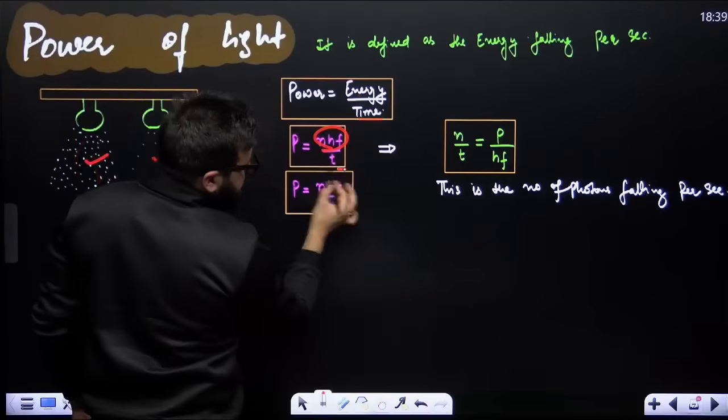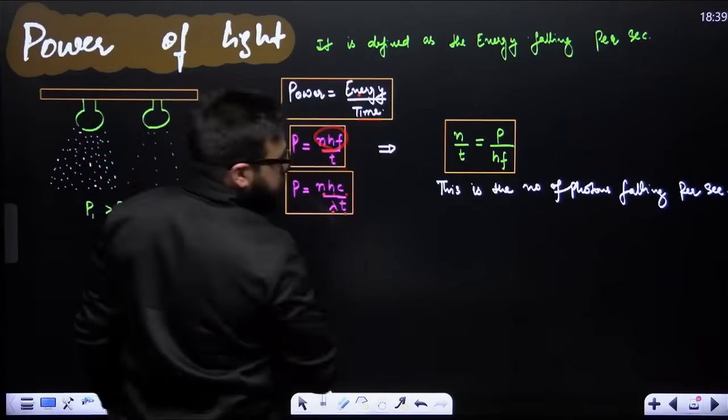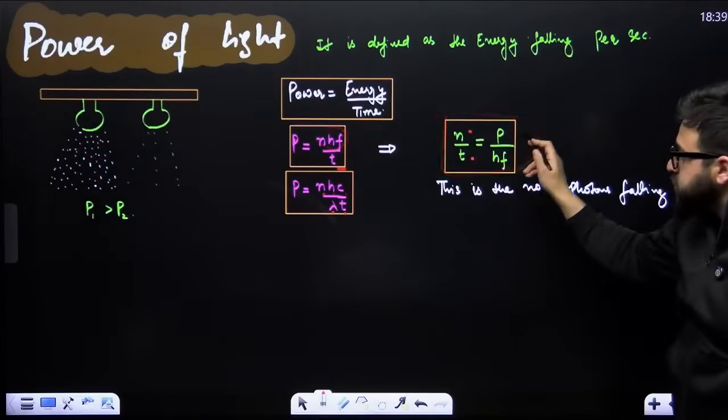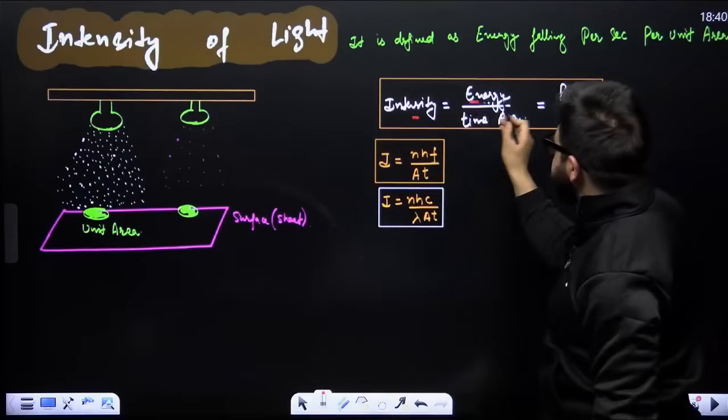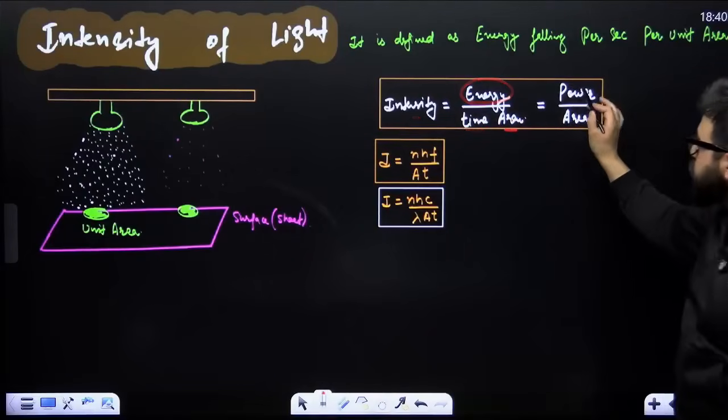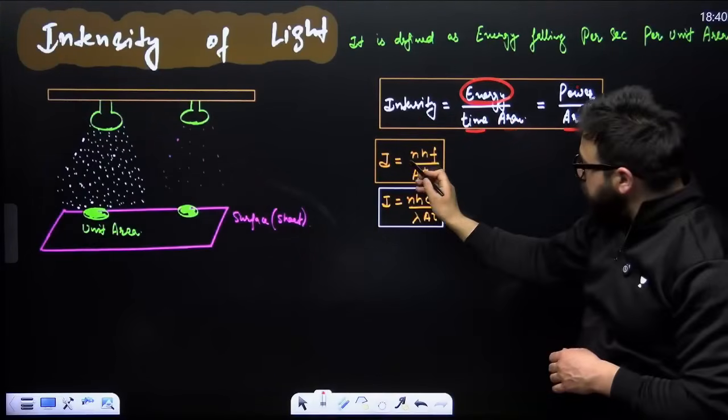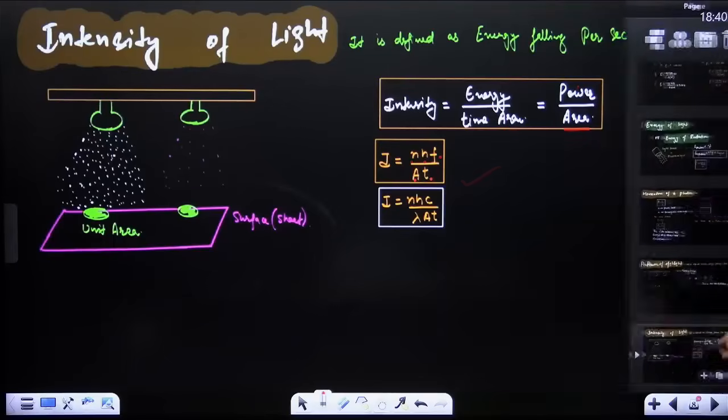Energy we write as nhf divided by t. You can also write nhc divided by lambda into t. So from here you can also calculate the number of photons per second. Then, my dear NEET aspirants, the intensity of light. Intensity is simply defined as energy upon time into area, so we can also say power divided by area. This is the formula nhf divided by A into t. This is what we call the intensity of light.